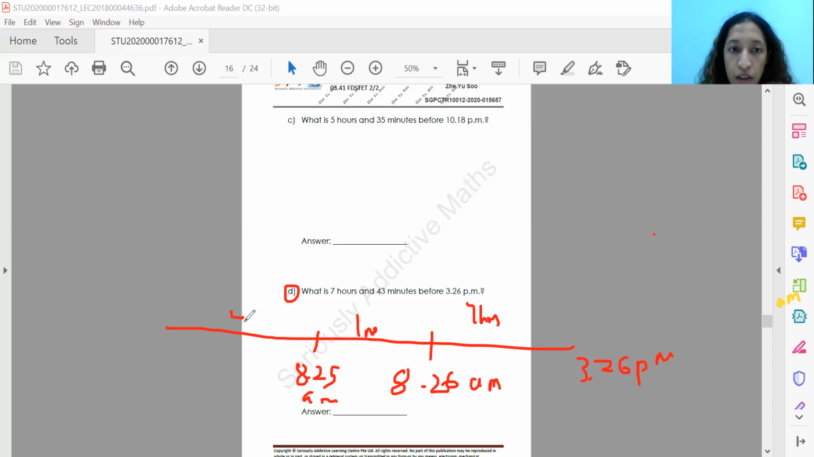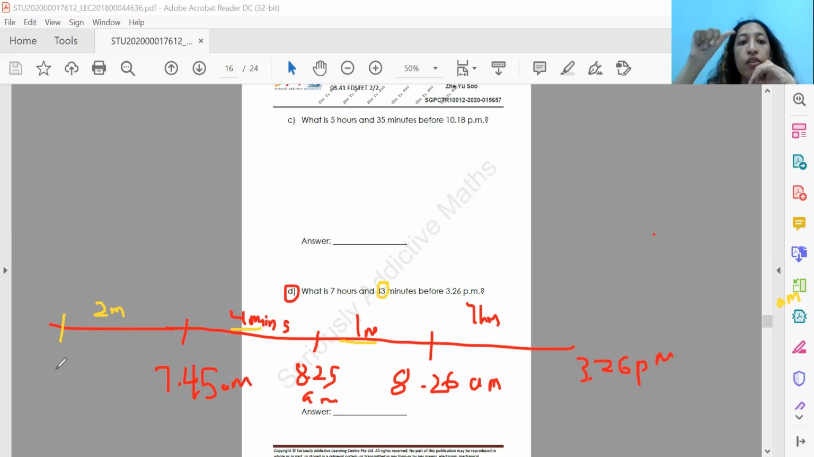And then from 8:25, 40 minutes prior. 40 minutes before would be 8 fingers out, right? 8:25, 8:20, 8:15, 8:10, 8:05, 8 o'clock, 7:55, 7:50, 7:45. So 7:45 a.m. Now we look here. 40 plus 1 is 41 minutes. We want 43 minutes. So how many more minutes to get 43 minutes? 2 more minutes. Okay, 7:45, 2 minutes before would be 45, 44, 43. 7:43.